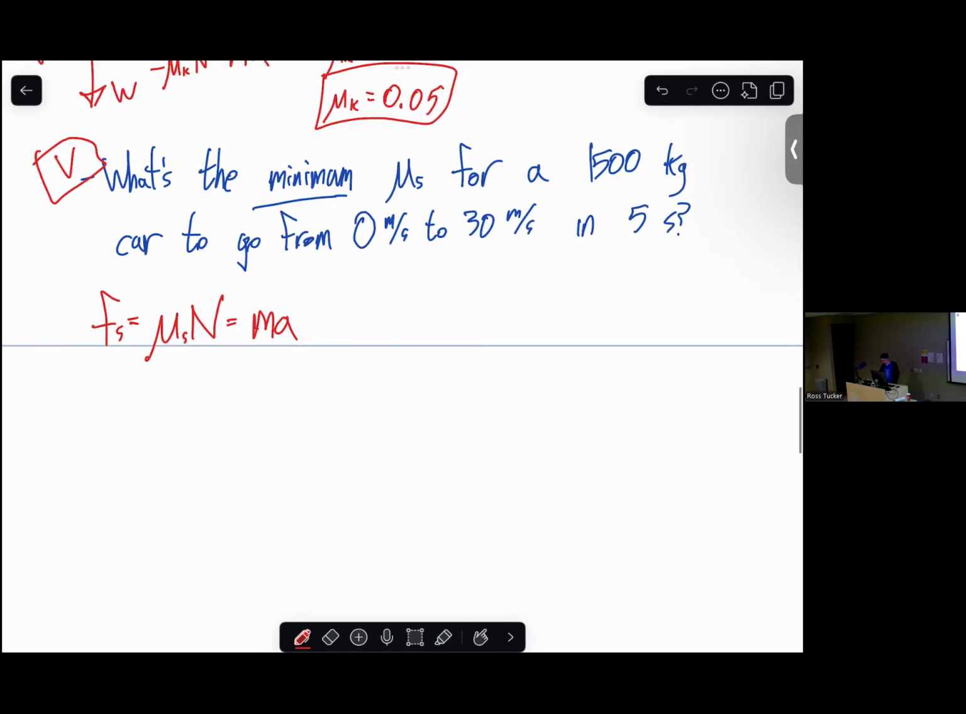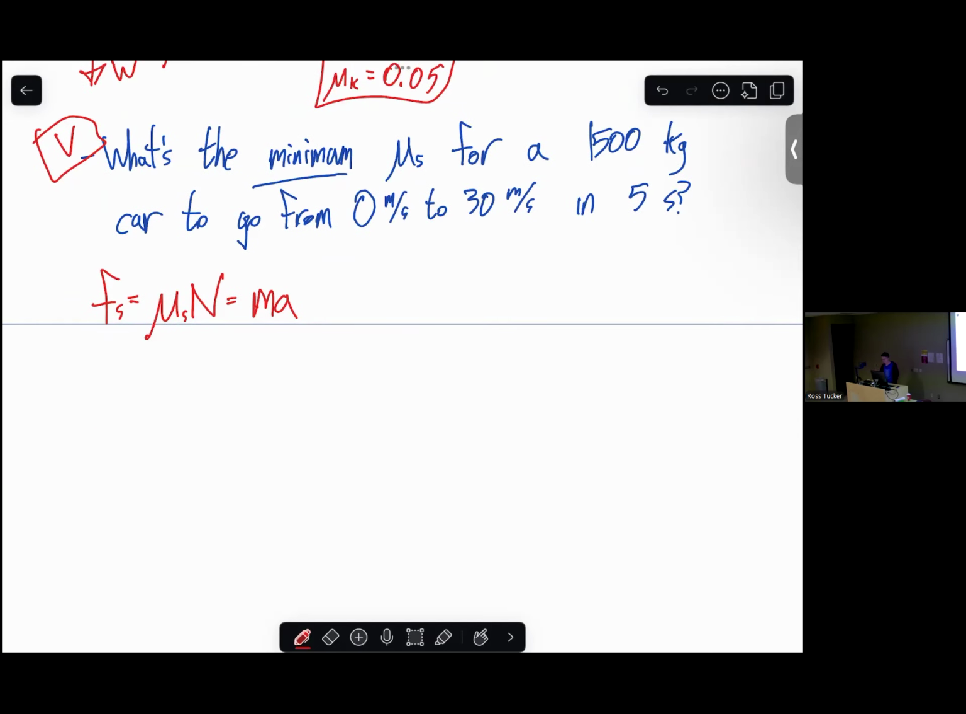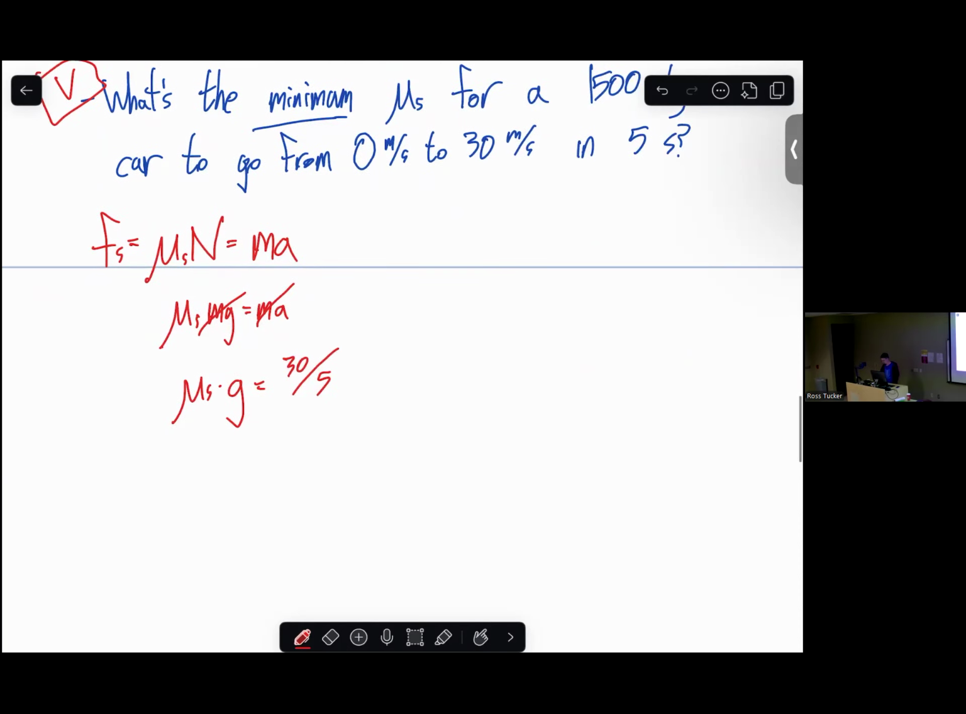And just like in the previous problem, nothing else going on vertically, n is mg. Oh, look, m cancels. So the only thing in this problem really is to find acceleration. Mu s times g is change in velocity over change in time. Solve, 0.6.